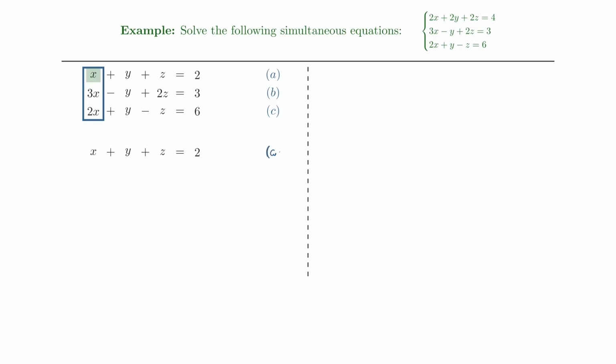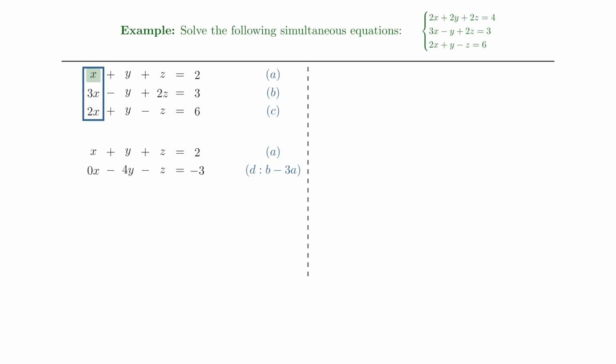And for my next equation, I get 3x minus 3x equals 0. Then minus y minus 3y is minus 4y. And then 2z minus 3z is equal to minus z. And that is equal to 3 minus 2 times 3, which is equal to minus 3. And I'm going to label this equation D.